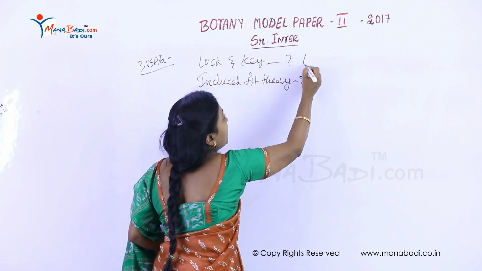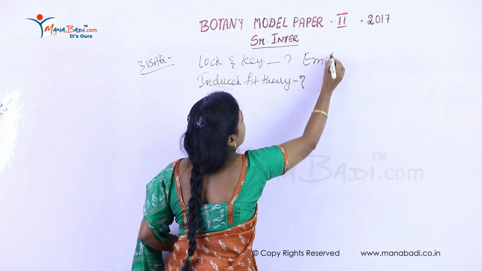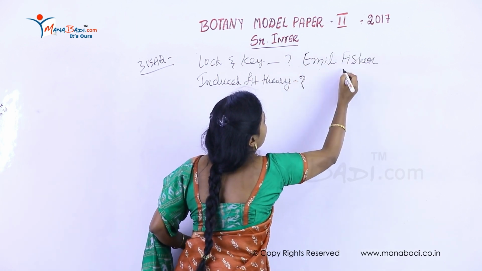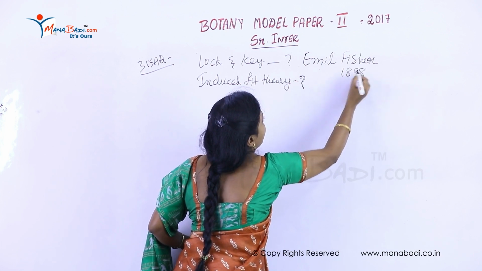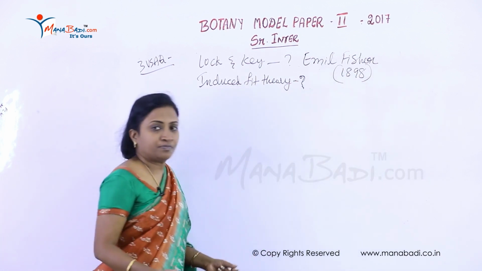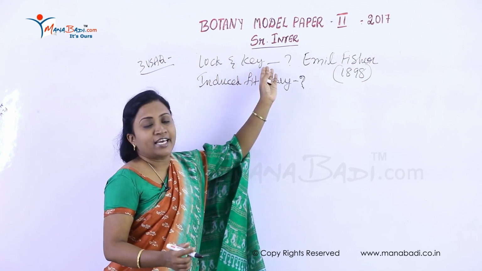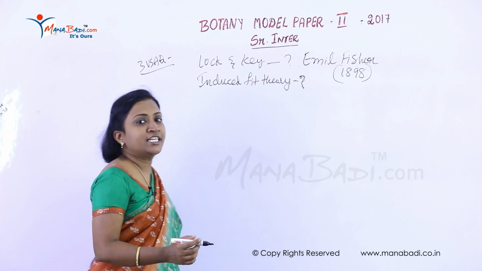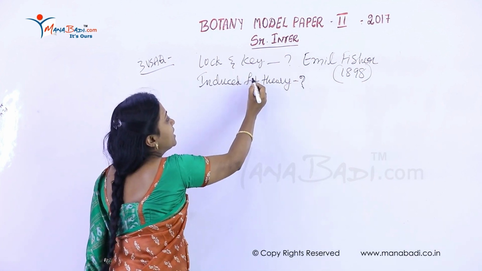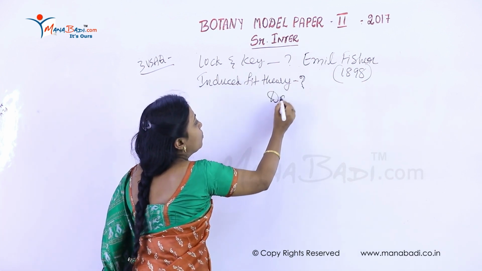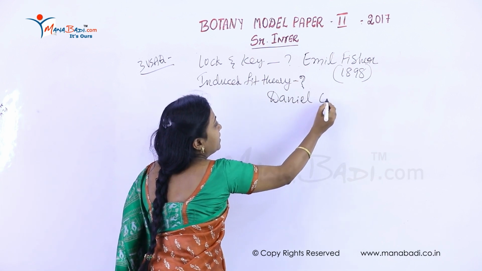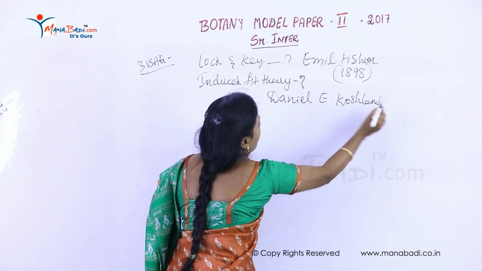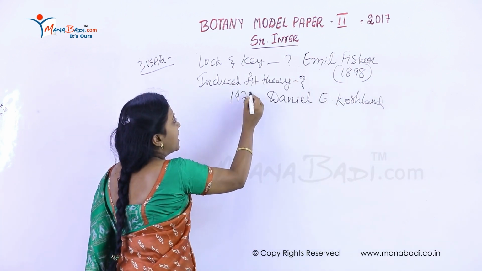The lock and key hypothesis was proposed by the scientist E. Fischer in the year 1894. Okay, so the lock and key hypothesis was first proposed by E. Fischer, whereas the induced fit theory was proposed by Daniel E. Koshland in the year 1973.